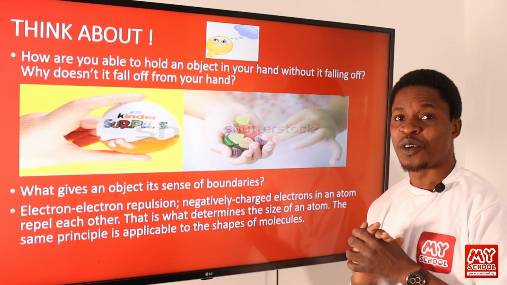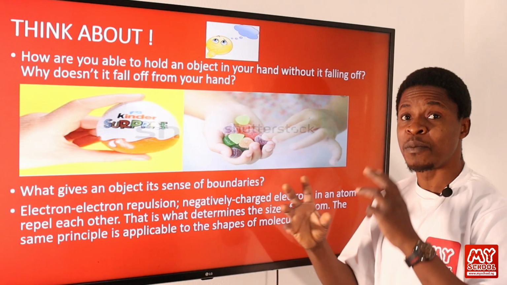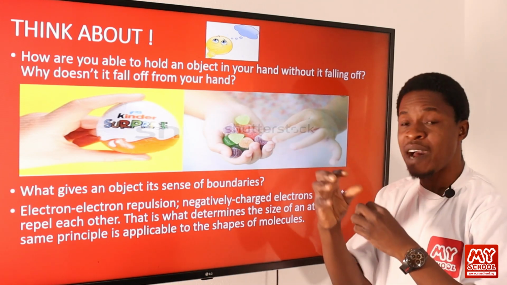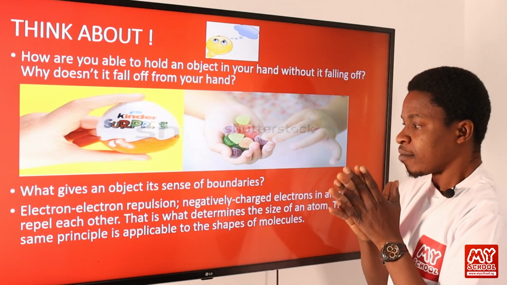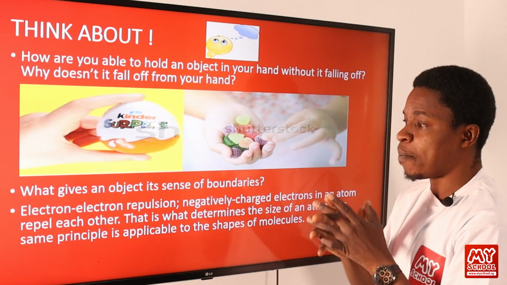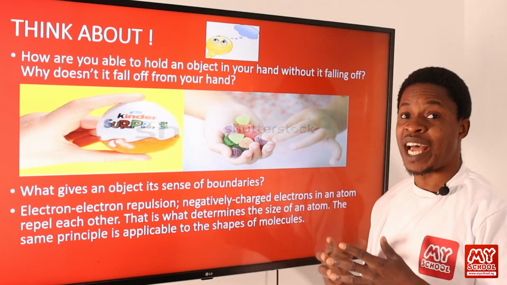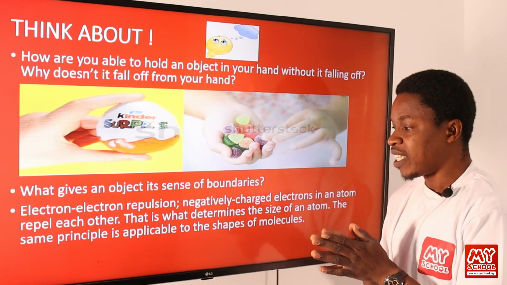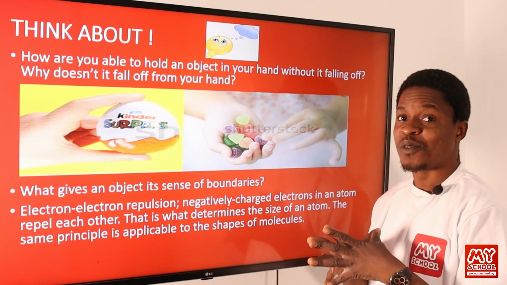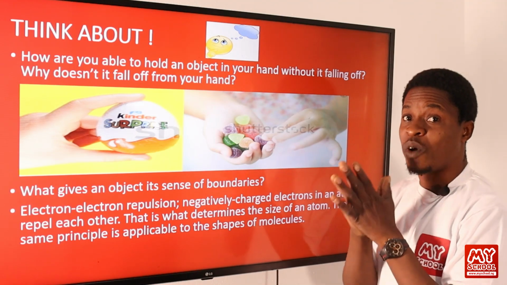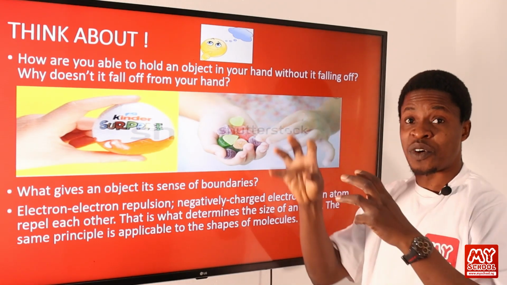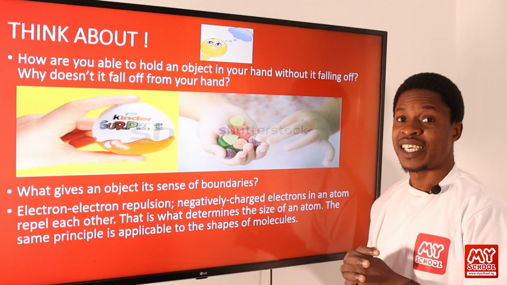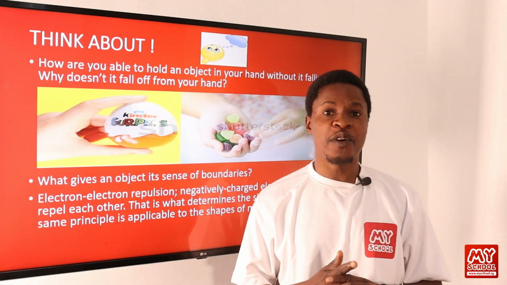Number one, it's as a result of electron-electron repulsion. There's repulsion between the electrons in that atom. The electron cloud is there, so they are repulsing because they have the same charges. Negatively charged electrons in an atom repel each other. That is what actually determines the size of an atom. The same principle is applicable to the shapes of molecules. You can tell what gives a molecule its shape. It's because of the repulsion between the electrons in that cloud that actually gives the molecule its shape. Now we've come to the end of the preview of this video lesson.